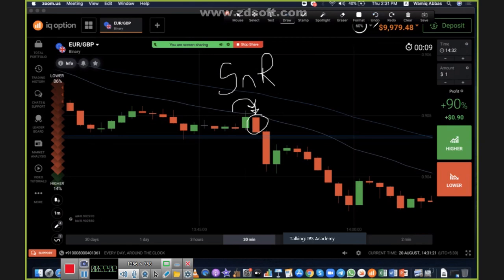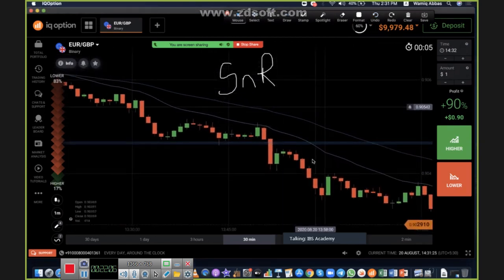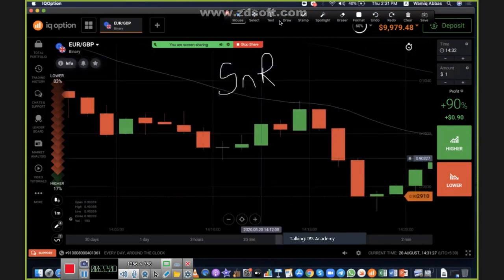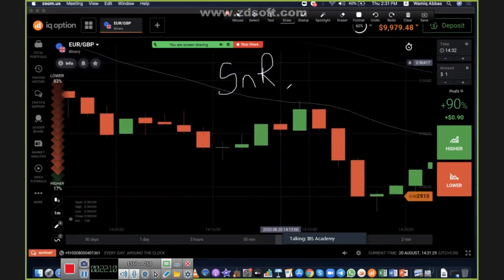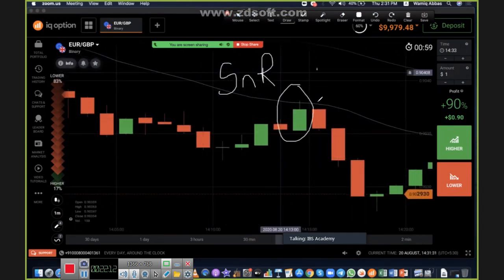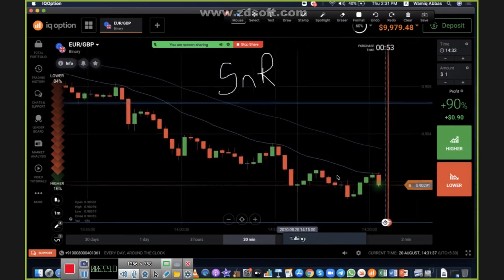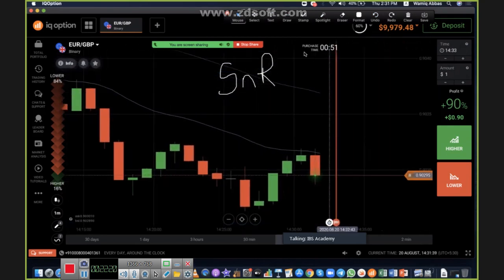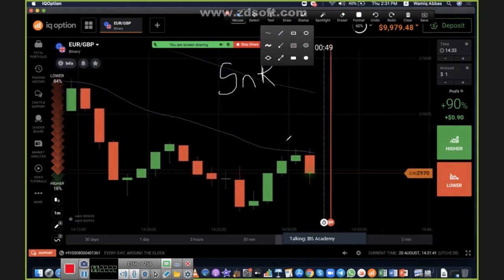Once again, when the price comes over here with a rejection also, the next candle is a retracement. So this property of dynamic SNR states that whenever a candle comes and touches the moving average line, there is a chance that the next candle can be a retracement candle.